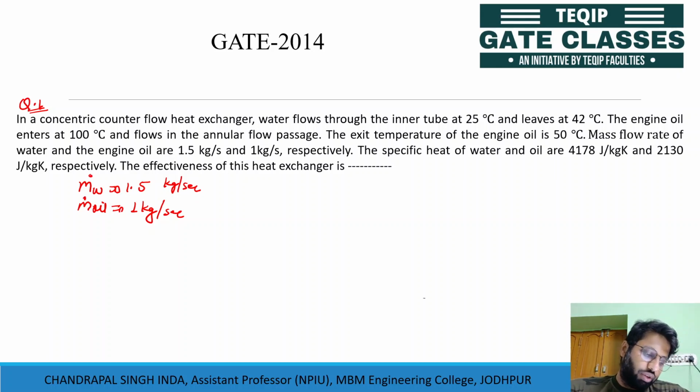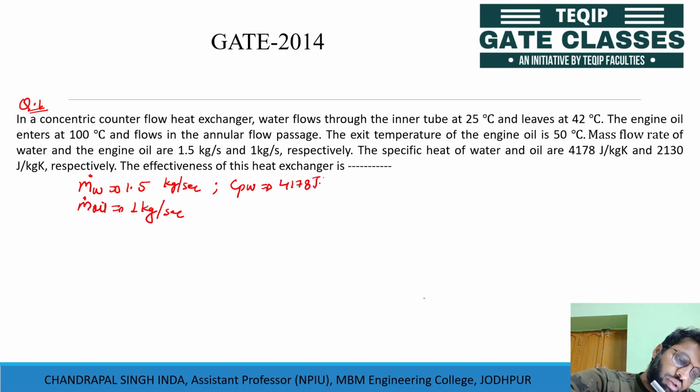The specific heat of the water is equal to 4178 joule per kg Kelvin, and specific heat of the oil is 2130 joule per kg Kelvin.